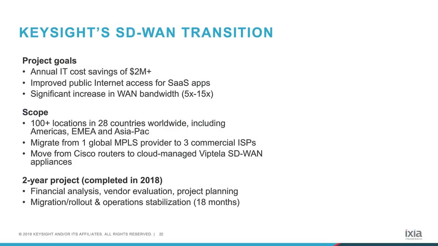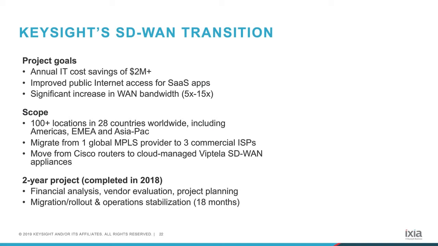Thanks, Mike, for that introduction. Keysight started its journey to SD-WAN in early 2016 and recently completed the project towards the end of 2018. Our original goals were to significantly reduce the cost of our WAN service while greatly increasing site connection bandwidth at the same time. And while this was happening, Keysight was moving a number of common business and collaboration applications to software as a service, making connectivity to the public internet just that much more critical.